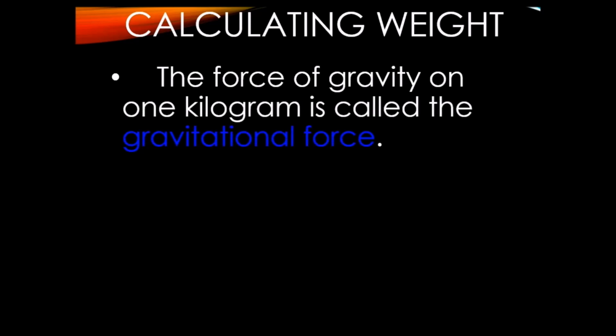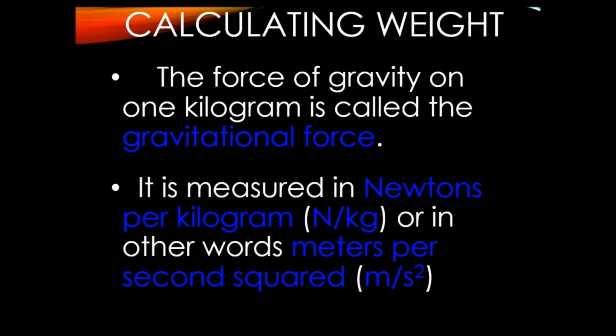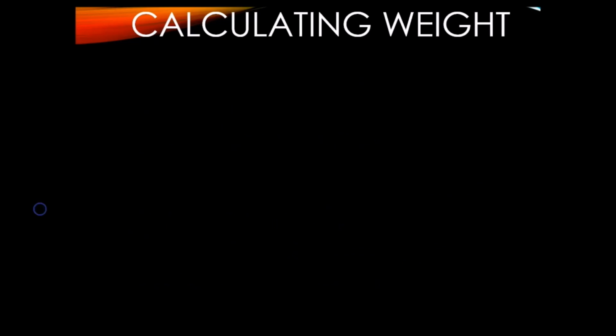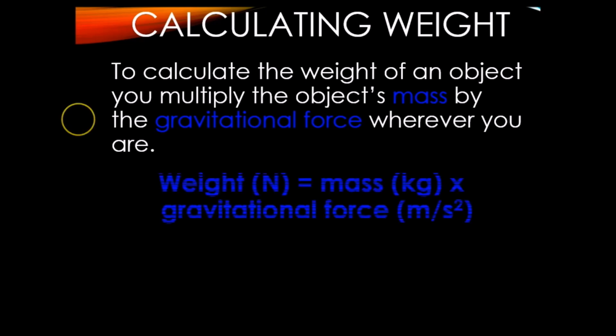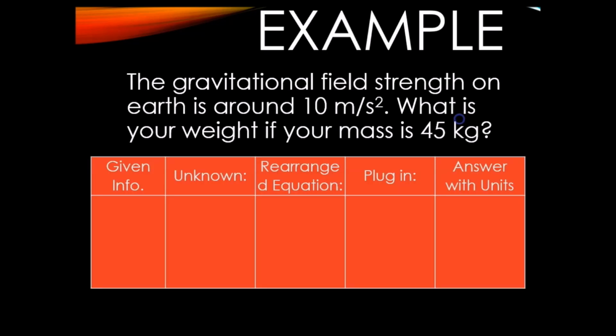So calculating weight. The force of gravity on 1 kilogram is called gravitational force. It's measured in newtons per kilogram, or in other words, meters per second squared. So to calculate the weight of an object, you multiply the object's mass by the gravitational force wherever you are. So weight equals mass times the gravitational force, or W equals M times G.